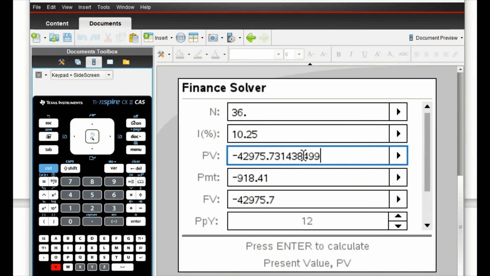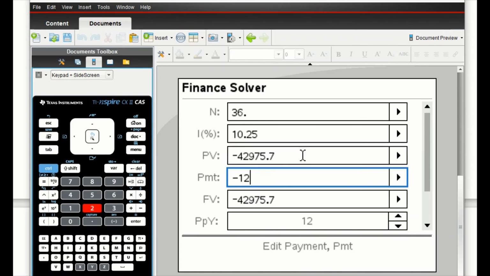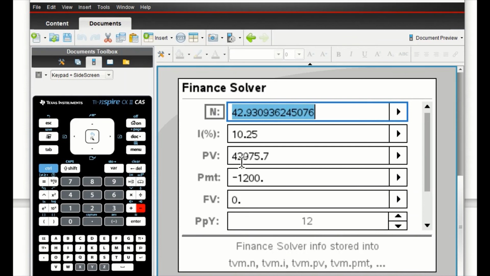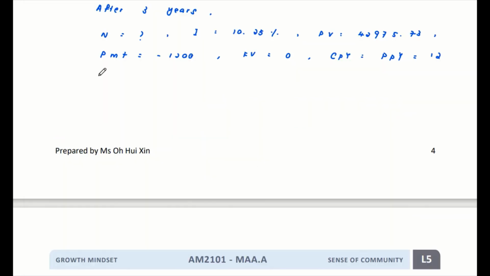So it's more accurate. So the PMT here is negative 1,200. So remember this one you should change it to positive because that's the money that the bank gave to you. You are not paying back yet. Alright, so the FV here is 0. So we can go back to our N here and see how long do we need to actually pay off all the loan. So you will realize that you get 42.93. So N equals 42.93, which is roughly 43 months.